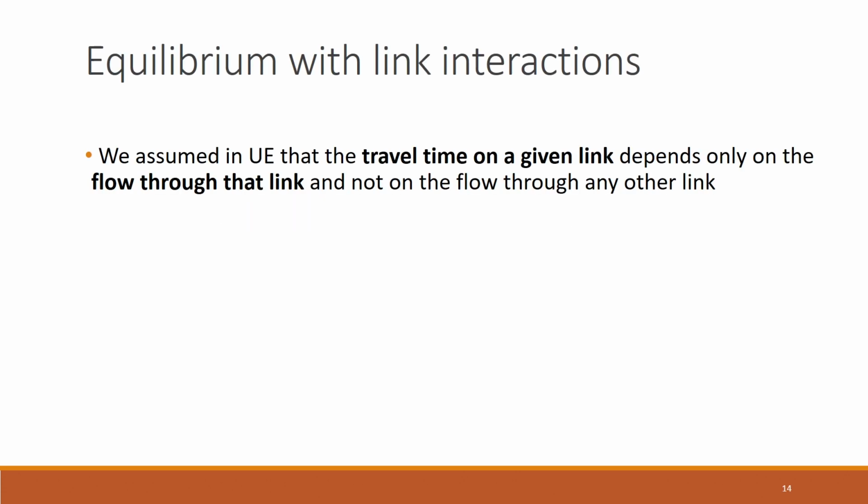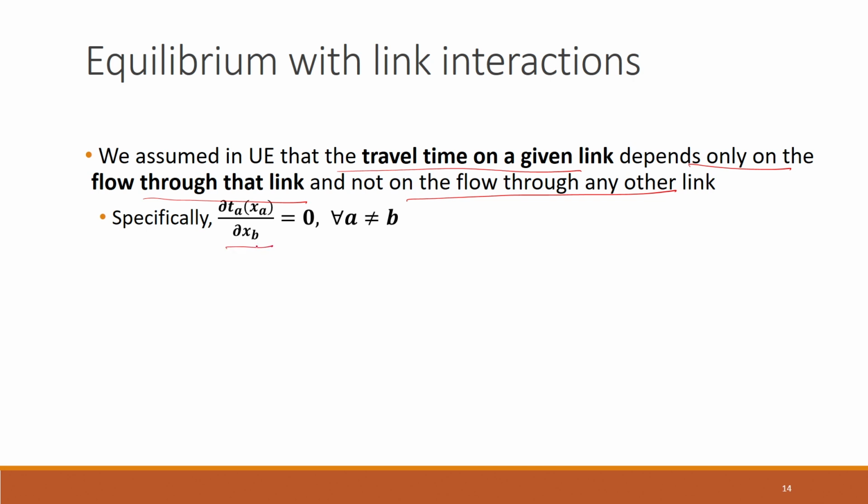We assumed in the deterministic version of the user equilibrium that the travel time on a given link depends only on the flow through that link and not the flow on any other link. Okay. That is, mathematically, the partial derivative of the travel time on link A with respect to the flow on link B, we assumed it to be equal to 0, where A and B are not the same links. Okay.